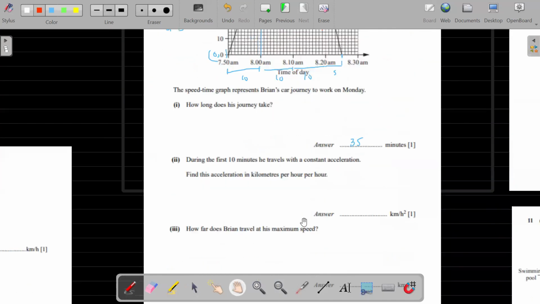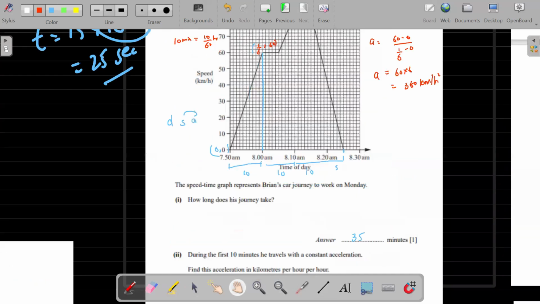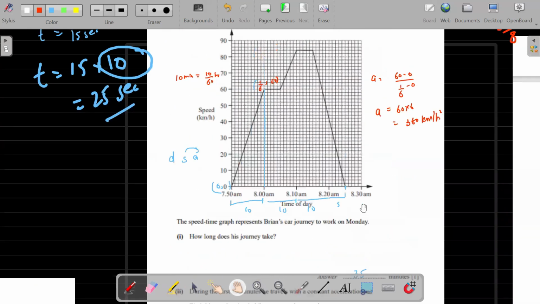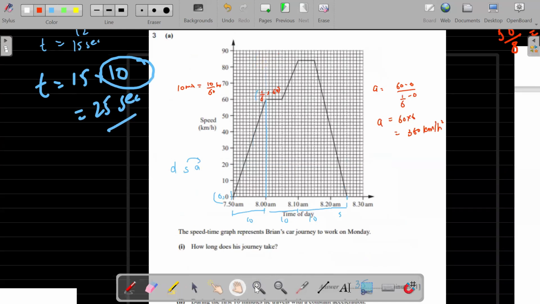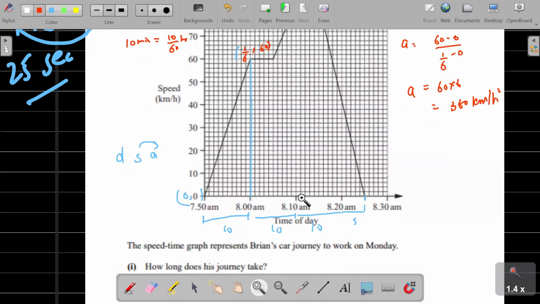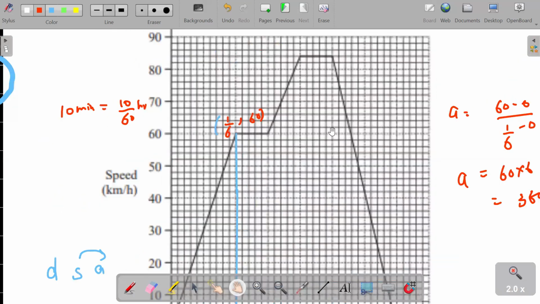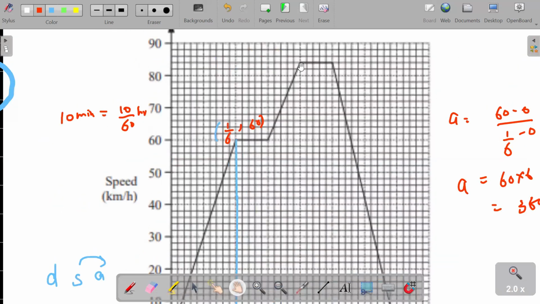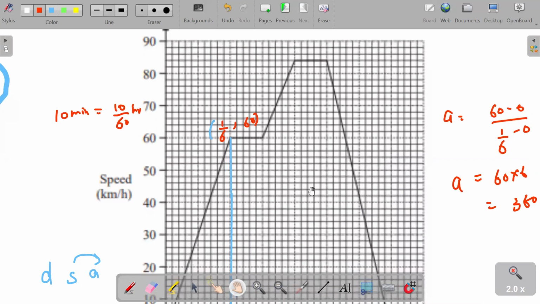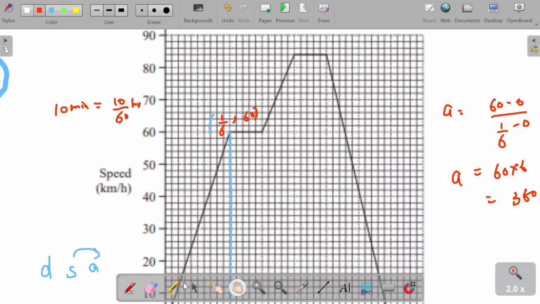Third part, it says: how far does Brian travel at his maximum speed? First, we are going to see where his maximum speed is. Let's zoom in. Look, this part is his maximum speed only. How far? So we are just going to calculate the distance for this portion only.